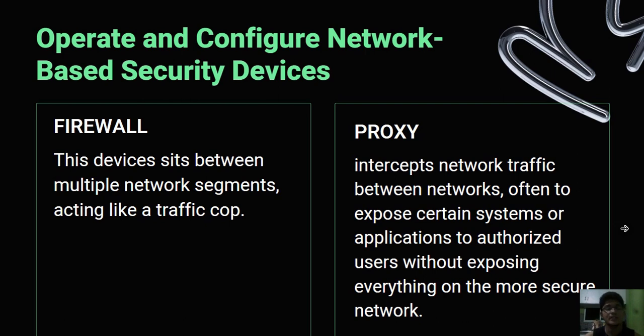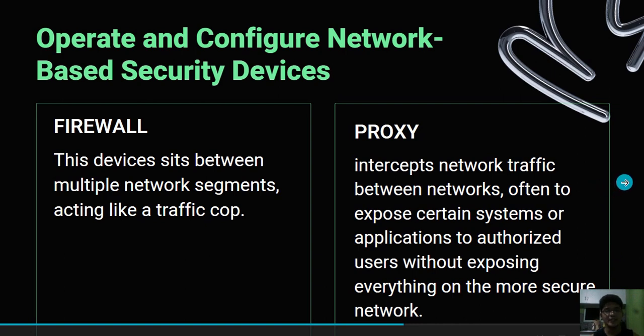Next is a proxy. A proxy intercepts network traffic between networks, often to expose certain systems or applications to authorized users without exposing everything on the more secure network. For example, you may have an application server on the internal network that you want external users to access. So you could configure a proxy to only allow certain services like HTTP or HTTPS while changing the IP address of the internal server.